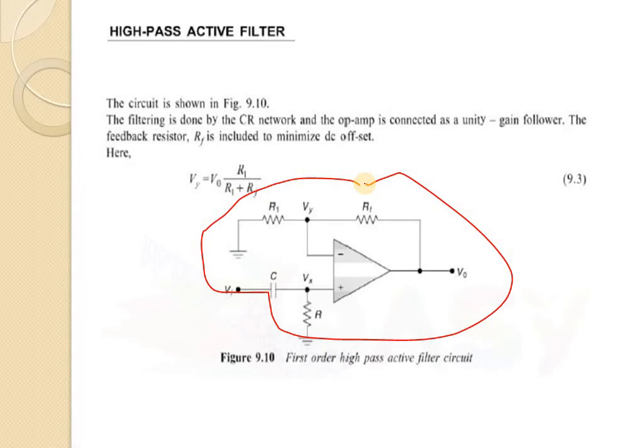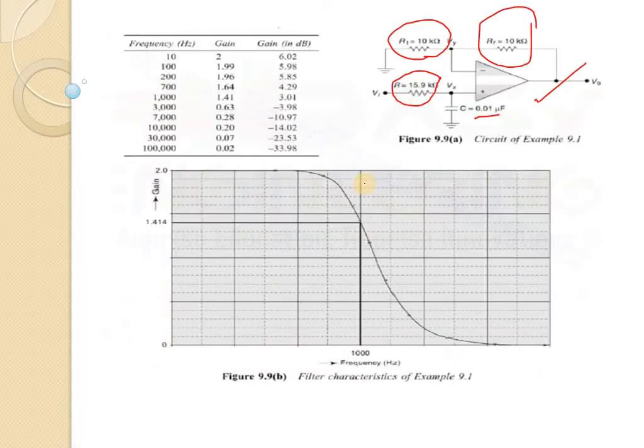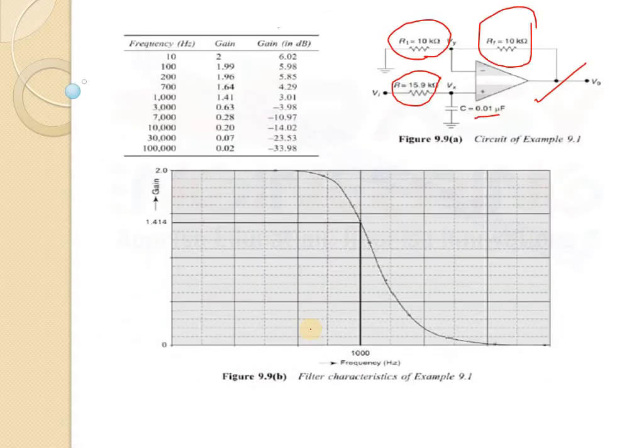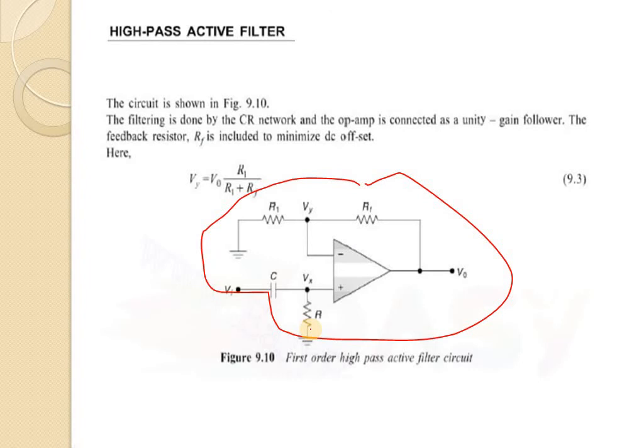So what is the difference between this circuit and the previous circuit? The only difference is the position of the capacitor and resistor at this terminal. The remaining things are the same. Here the capacitor and resistor have just shifted their positions, so it becomes high pass instead of low pass.